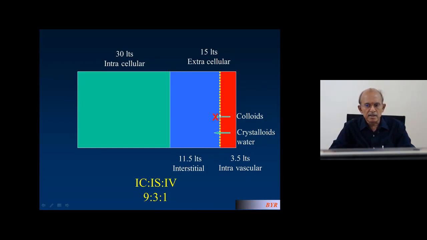But the colloids, whose molecular weight is more than 60,000, can't cross this capillary membrane and come into the interstitial space. They are blocked by the capillary membrane. So they retain themselves in the intravascular space without moving out.